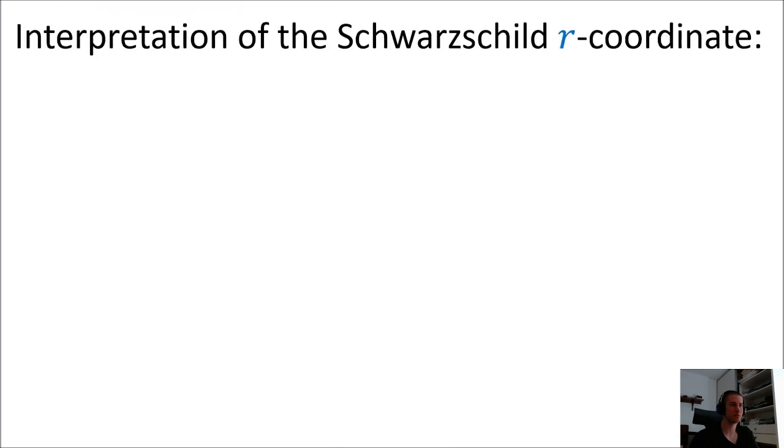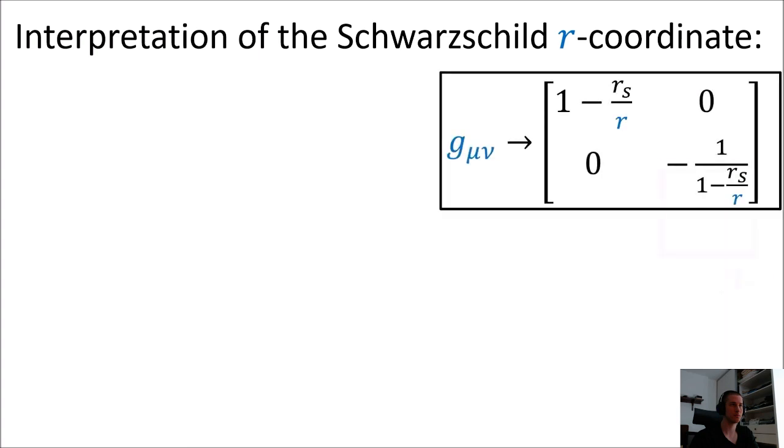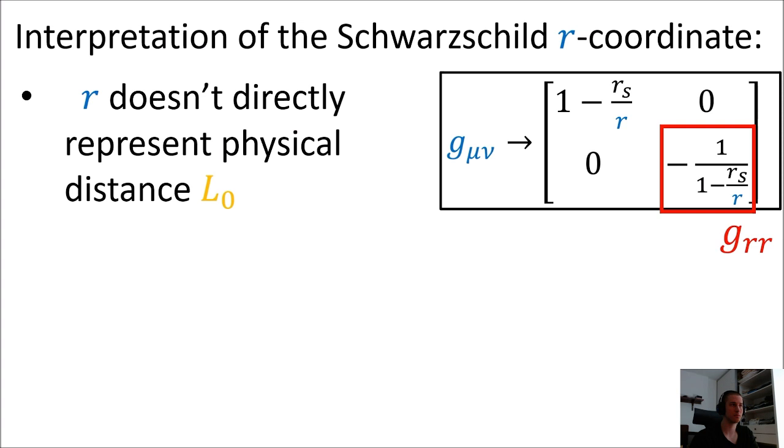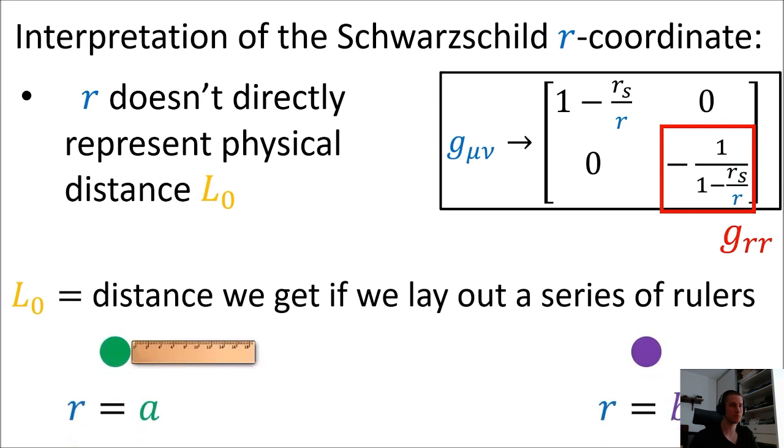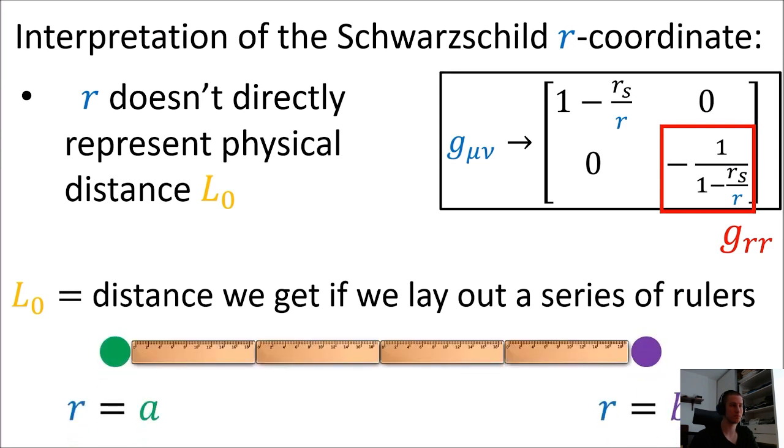The r-coordinate helps us measure distance, but as you can probably guess from the g_rr component of the metric, the r-coordinate doesn't directly represent physical distance L0, which is also called proper distance or proper length. The proper distance between two points in space is the distance we would get if we laid out a series of meter sticks end to end between the two points.